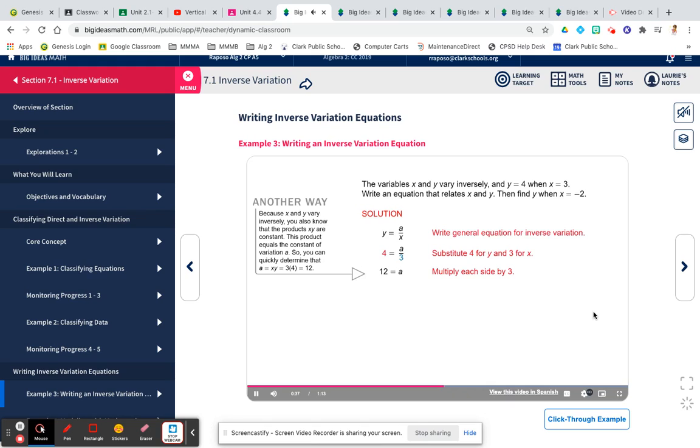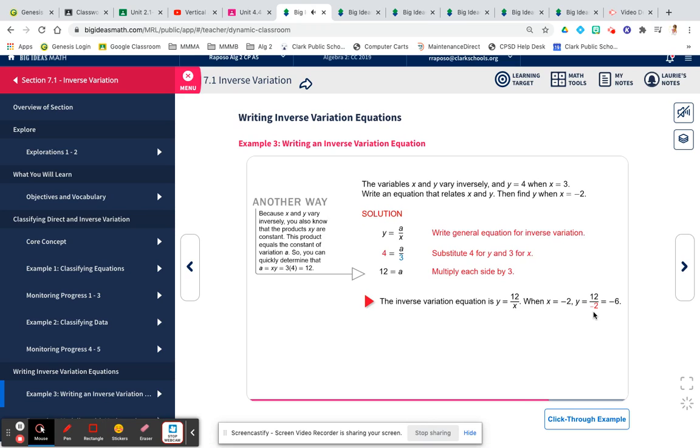Another way, because x and y vary inversely, you also know that the products xy are constant. This product equals the constant of variation a. So you can quickly determine that a equals xy, which equals 3 times 4, which equals 12. So the inverse variation equation is y equals 12 divided by x. When x equals -2, y equals 12 divided by -2, or -6.